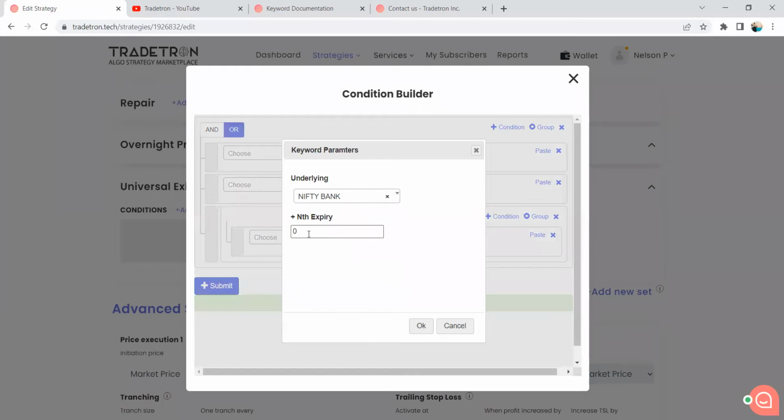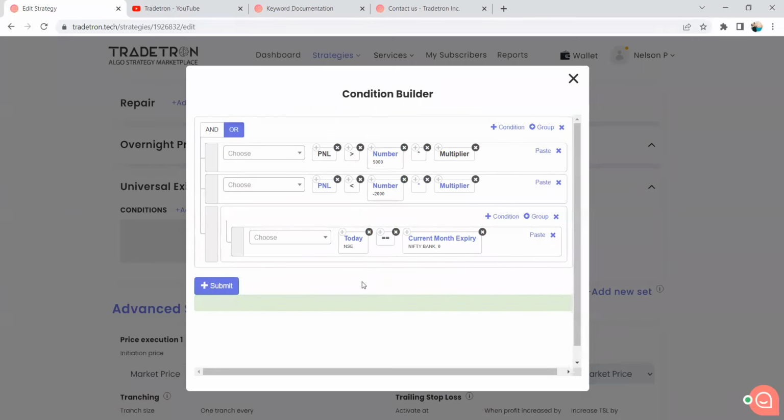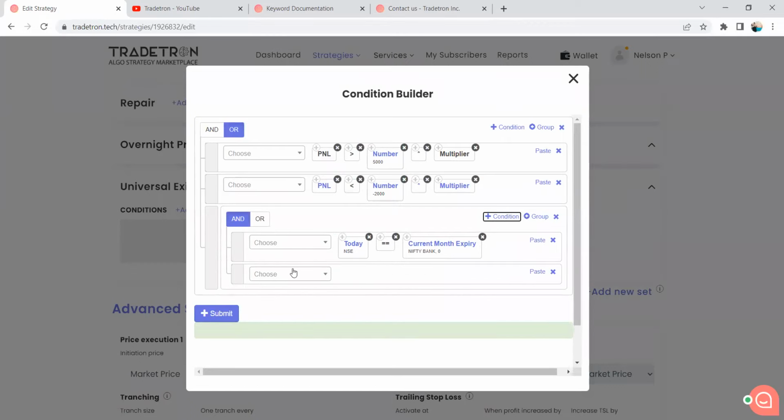0 is basically current month. If you want to select next month expiry, then it will be 1. It will be 2 for the next month and things like that. All right. So now I will select 0 since this is the current month expiry that I want to check. So over here, what I want to check is that when it is current month expiry, suppose today is the 31st of March and today is the current month expiry. So it will select today. It will check whether today is current month expiry.